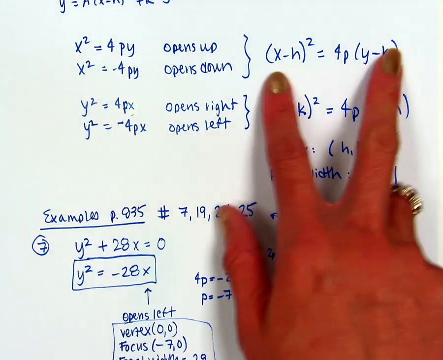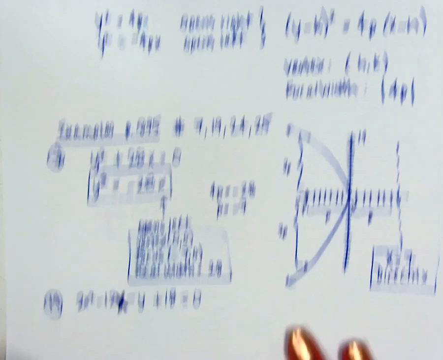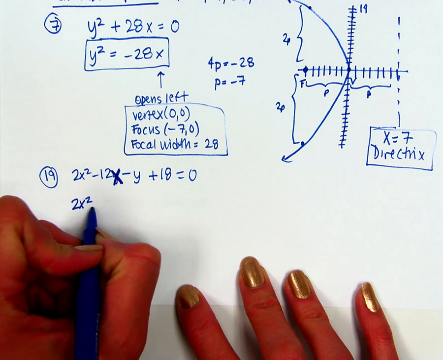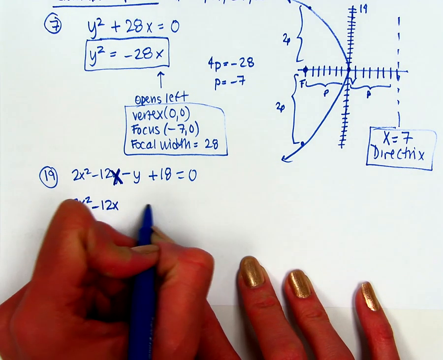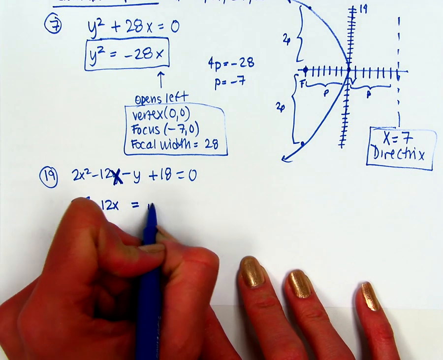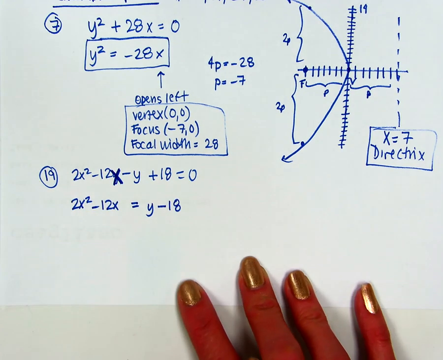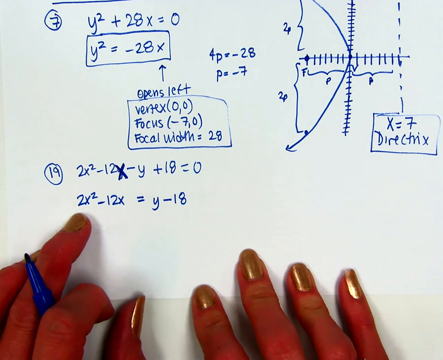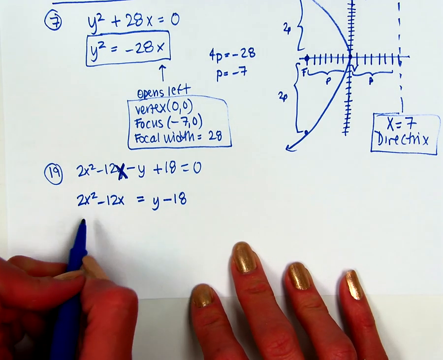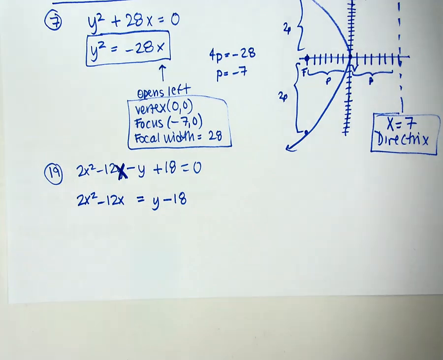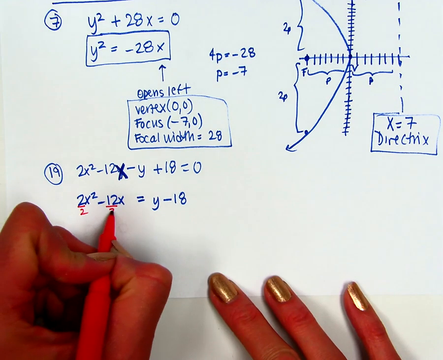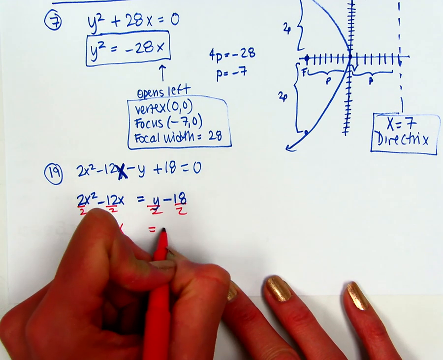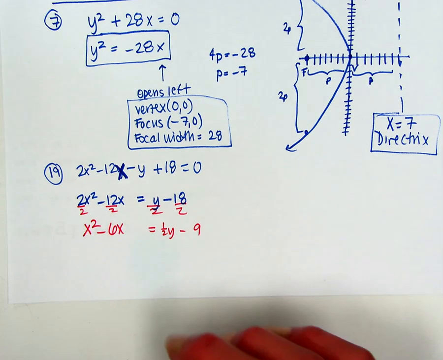Since it has more than just x squareds, I know I'm going to have a vertex that's not at the origin. There's this x term here. All right, so I'm going to keep the 2x squared and the negative 12x over here on the left side. I'm going to move the y and the 18 to the right side. Now for this problem, it's going to be easier to complete the square if we divide out by this coefficient. So since there's a 2 in front, I'm going to divide everything in the whole equation by 2. So I have x squared minus 6x equals 1/2 y minus 9.